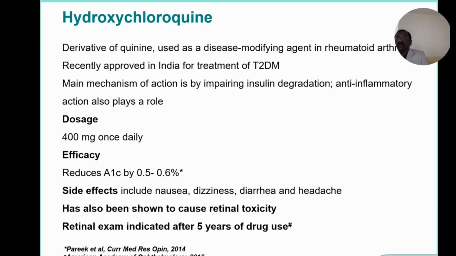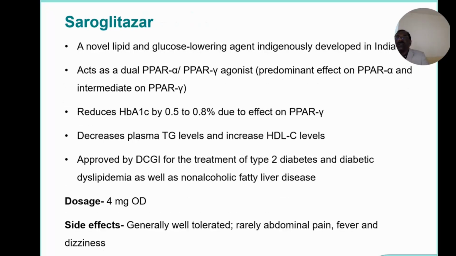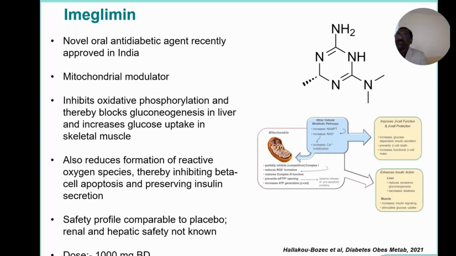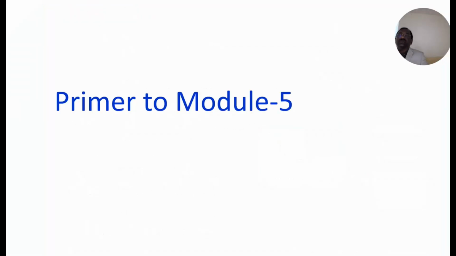Bromocriptine, not available. Hydroxychloroquine, I told you, an immunomodulatory drug, 200 mg, 300 mg, 400 mg. Saroglitazar acts on both alpha and gamma, both hyperglycemia and hypertriglyceridemia, 4 milligrams OD. Lipaglyn, available in India. Colesevelam, not available. Imeglimin, that is also available, a mitochondrial inhibitor. So that finishes our talk today, and we move on to the next module.